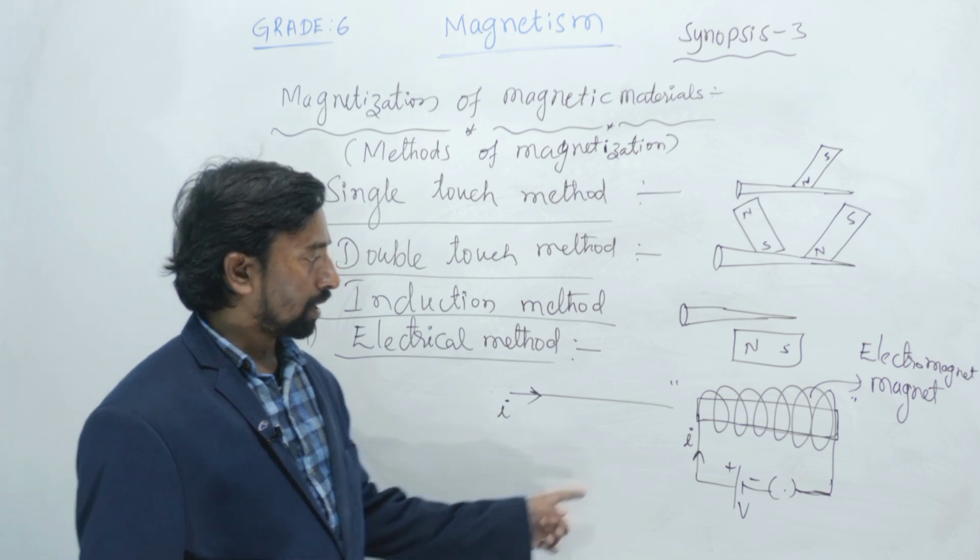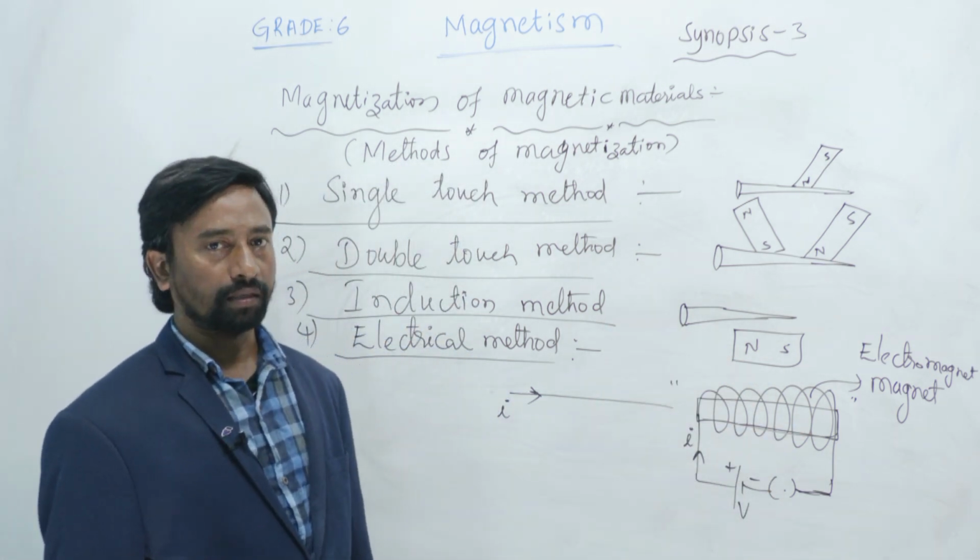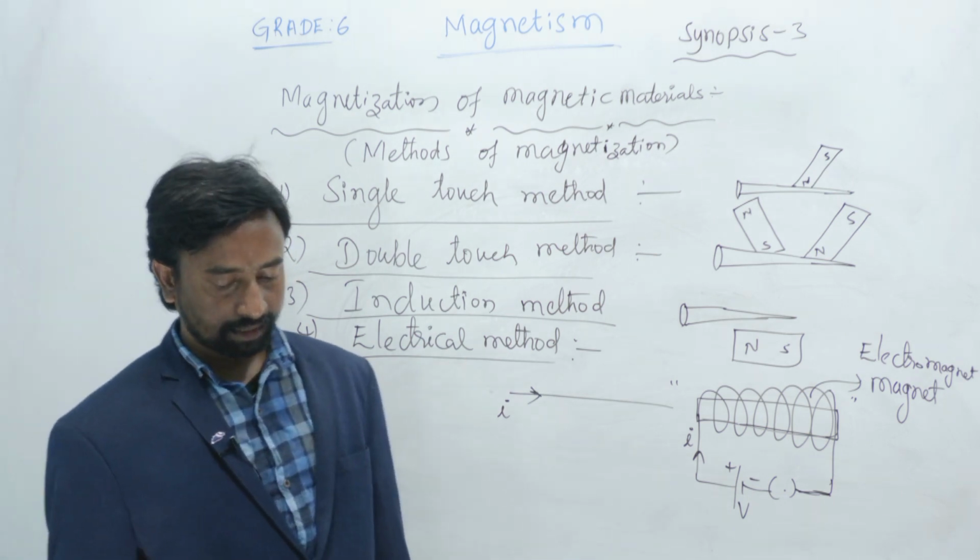Whenever the current passes through this conductor, through the coil, it will act like a magnet. So this is about the electric method.